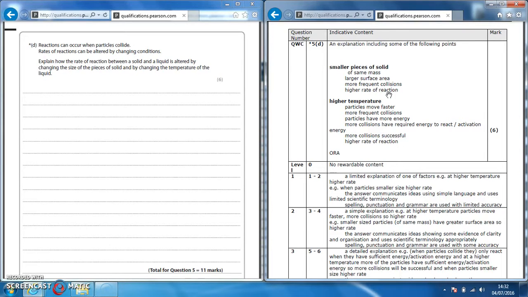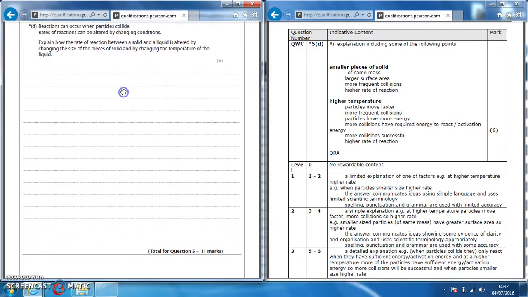And it is important to say that thing because it says here, explain how the rate of reaction changes. So I've got to mention the rate of reaction in the answers. I would probably put that as your first paragraph and then start a second paragraph talking about the size of the pieces. Now, this is the tricky bit, and this is where people go wrong.